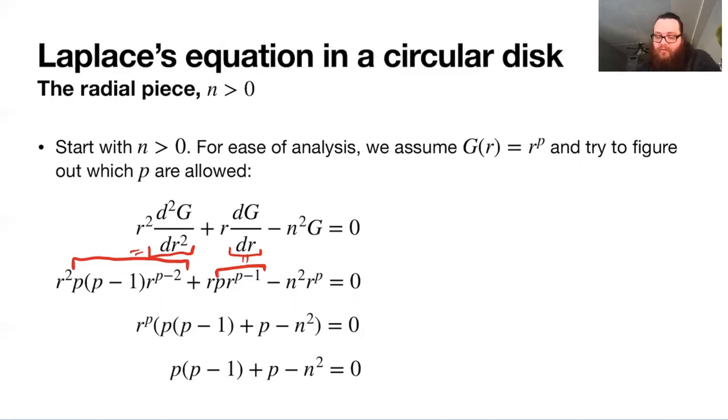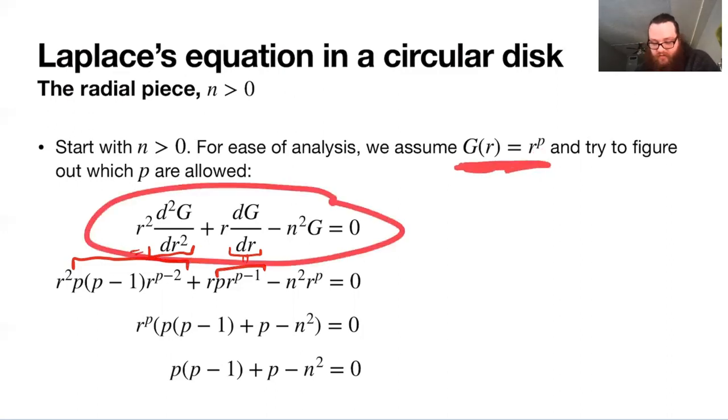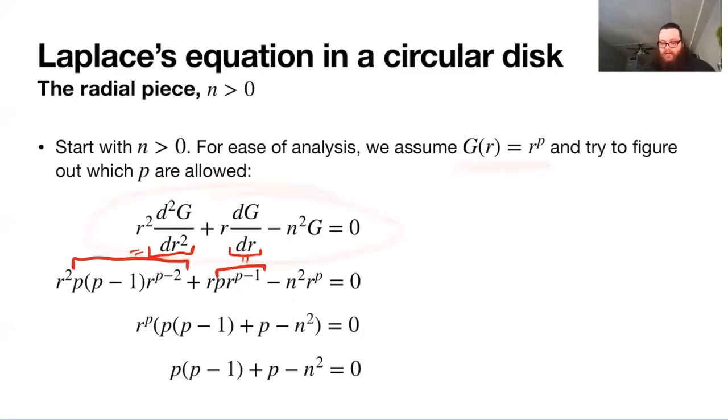Cool. So what we've done is we said, well, we want a solution that looks like this. What must P satisfy so that the solution G actually works for this ODE? And what we've done is we've gotten it to a point where, well, what must P be? P must satisfy this equation. Okay. So now the question is, what P's satisfy this equation?